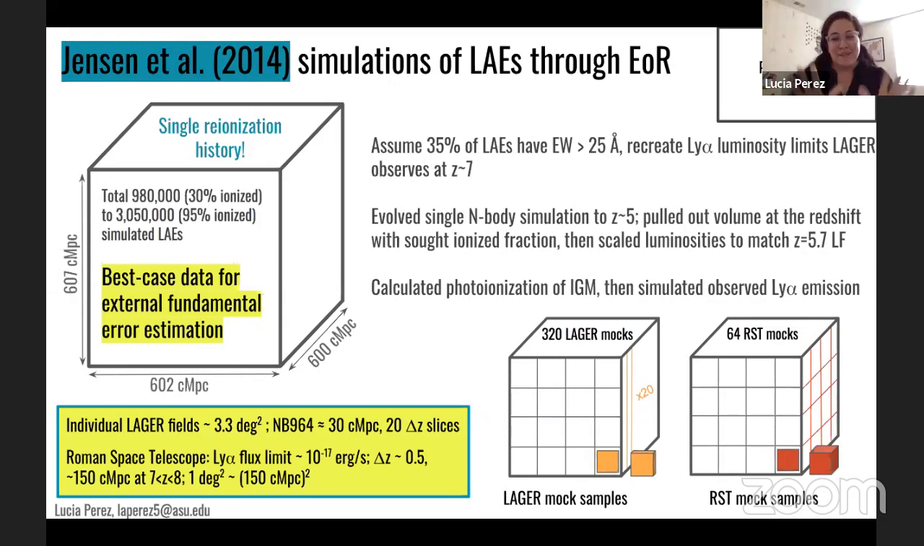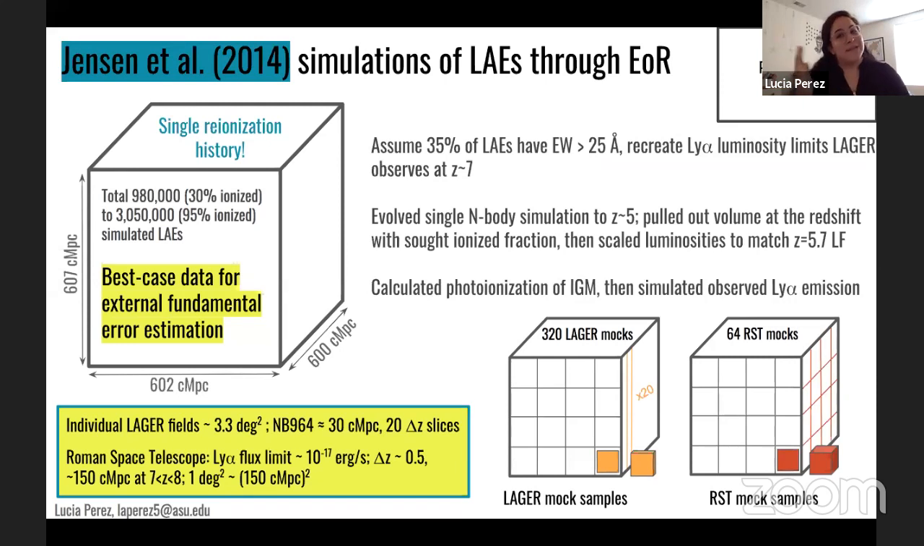What I do with these simulations is I make little experiments. First, we can cut up the large volume into little slices that mimic what LAGER will see. The narrowband survey using DECam on Cerro Tololo sees 3.3 square degrees in a single viewing, and the narrowband covers about 30 co-moving megaparsecs in redshift space. So we can get 320 little slices to mimic a single LAGER field.